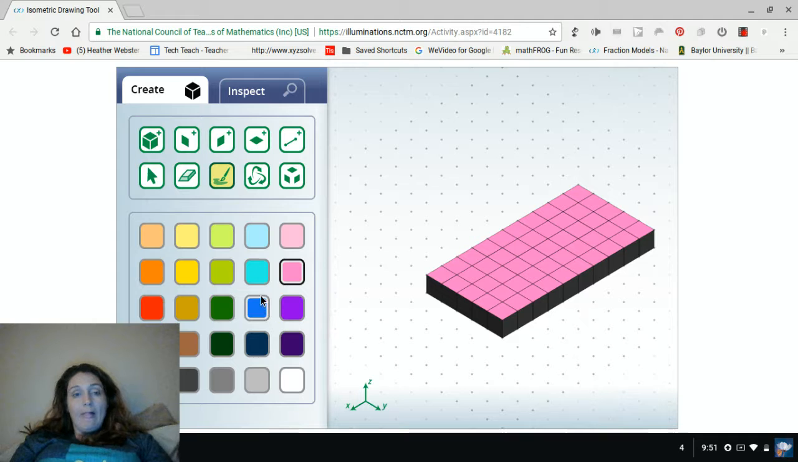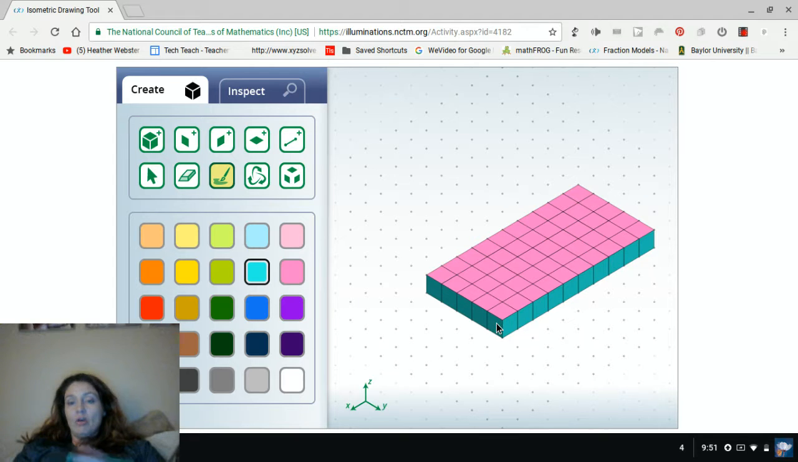Okay. I'm going to change the color for this perimeter, just so you remember that you are talking about the distance around my figure. So this length plus this length back here that you can't see, plus this width, plus this length that you can't see, plus this width. So the distance walking around the outside of it. That's going to give us perimeter.